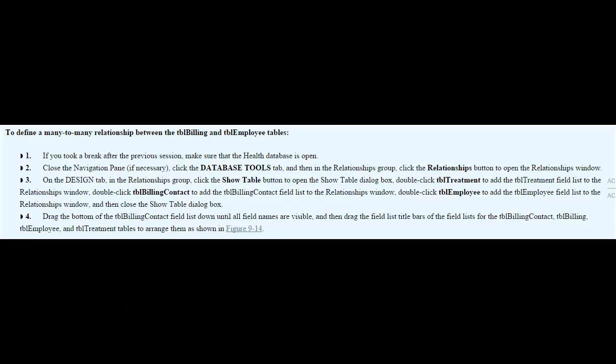Now, similar to the way we did it before, where we defined one-to-one relationships, we define the many-to-many and one-to-one relationships in the Relationships window here in Access. So let's go ahead and take a look at these steps to define a many-to-many relationship between our billing table and our employee tables. And we'll look at the 8 steps we have here.